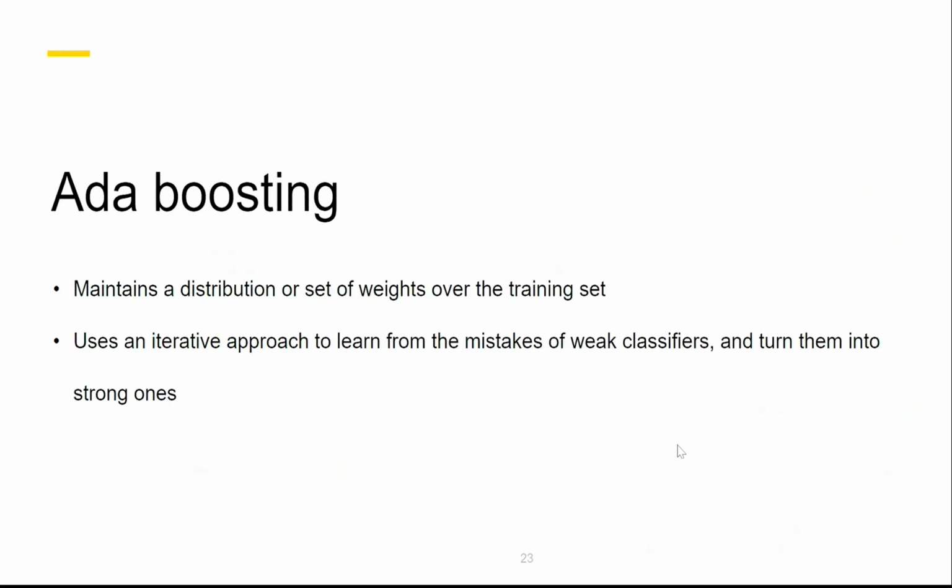Next, I will introduce the adaptive boosting method. The main idea of adaptive boosting is to maintain a distribution or set of weights over the training set. Initially, all weights are set equally, but on each round, the weights of incorrectly classified examples are increased so that the weak learner is forced to focus on the hard examples in the training set.